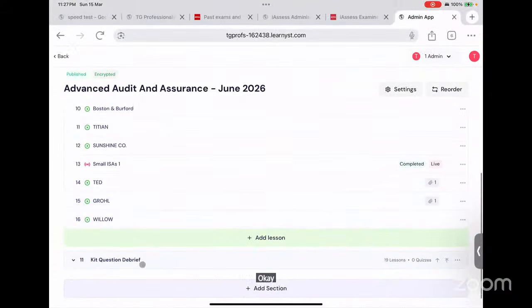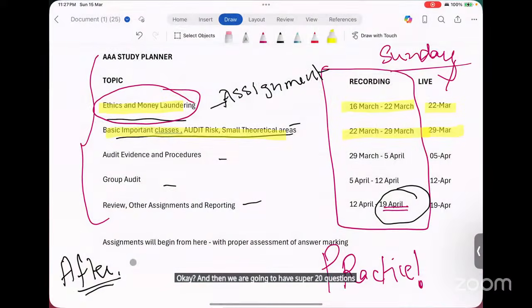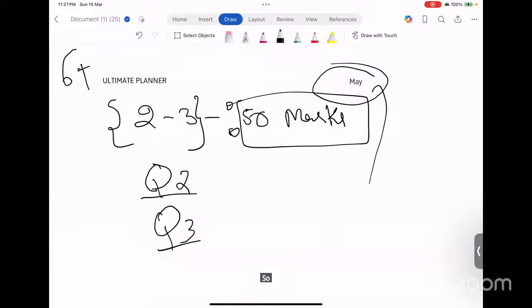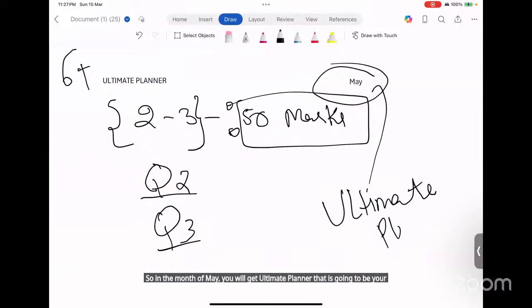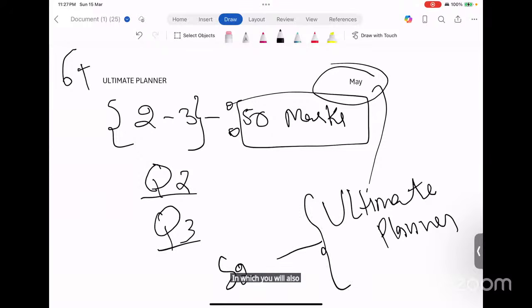Okay, and then we are going to have super 20 questions, just like we used to have in SBR, but that would be in the month of May. So in the month of May, you will get Ultimate Planner. That is going to be your daily practice schedule, in which you will also have super 20 questions. This is how the course would work, right?